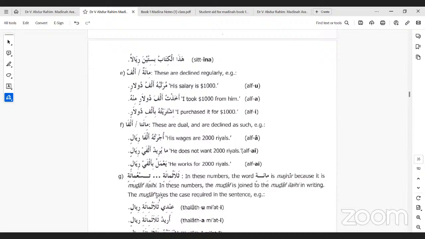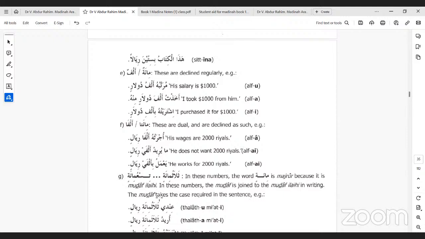For example, murattabuhu alfu dolarin. His salary is $1,000. Akhastu alfa dolarin minhu. I took $1,000 from him. Ishtaraytuhu bi alfi dolarin. I purchased it for $1,000. Excellent.